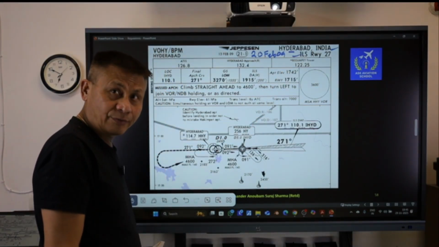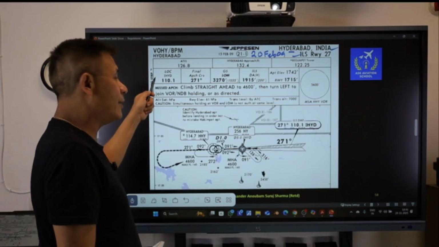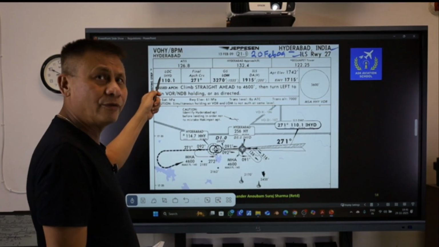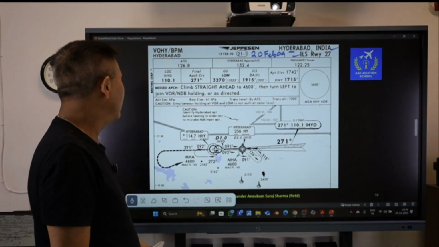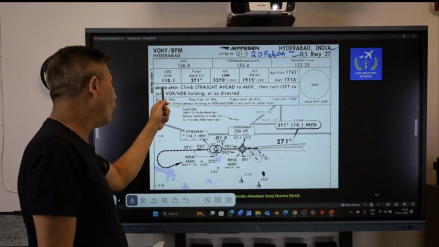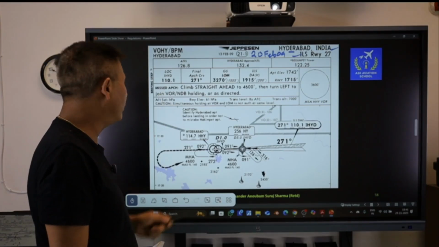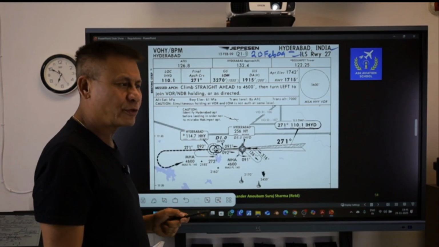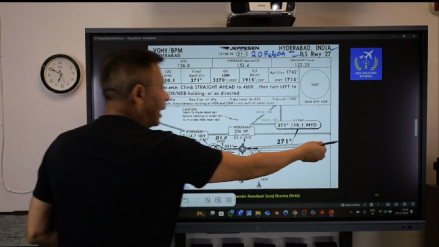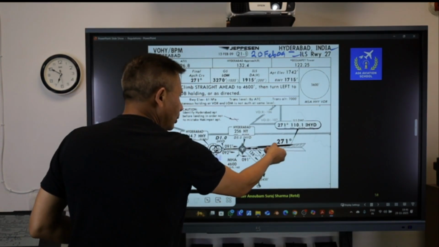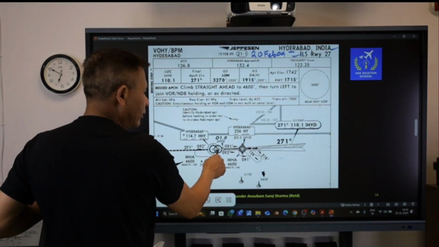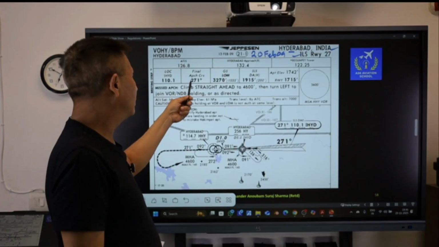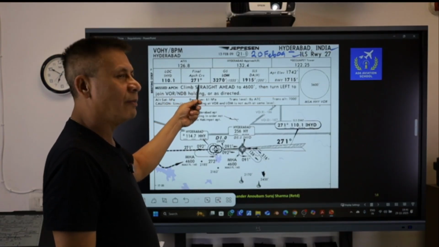The ILS frequency itself, the localizer frequency, is identified. The localizer identifier is India Hotel Yankee Delta, the frequency is 110.1, and the final approach course is 271. The final approach course is that path which the aircraft has to follow to land at this particular airport. This is expressed in magnetic tracks. The magnetic track is 271.